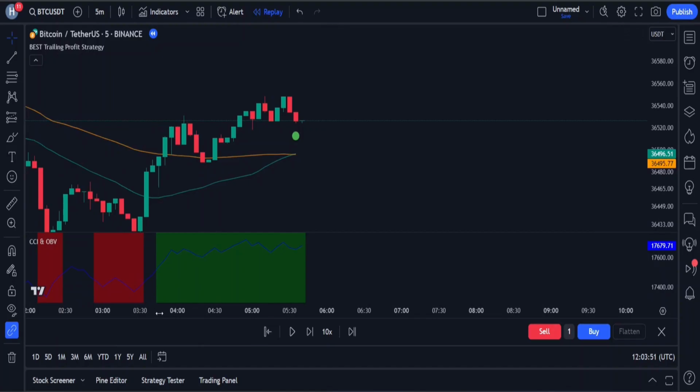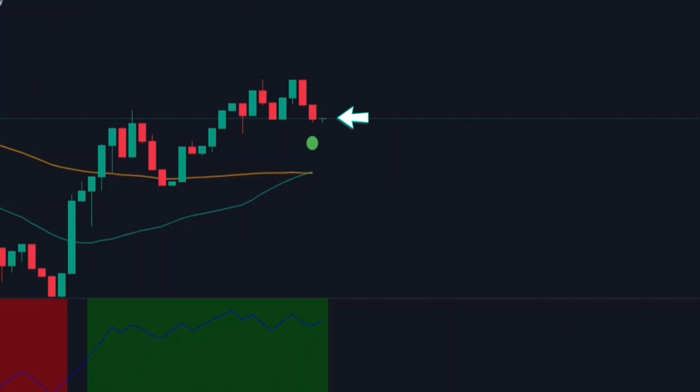So first of all, for a buy trade to be valid, we will wait for the best trailing take profit indicator to give us a bullish crossover signal, which is indicated by this green circle. After we have got this signal, if we have not got a green candle yet, we will wait for the market to give us a bullish candle. We will only enter on a green candle.